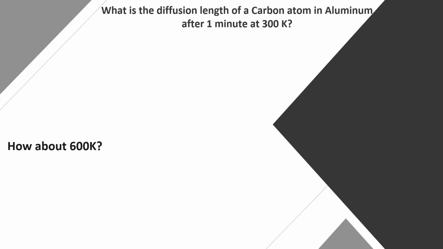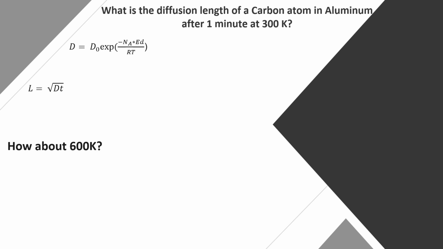First, we're going to look at the diffusion length of a carbon atom in aluminum after 1 minute at 300 degrees Kelvin. The formula for this is given as diffusion length equals the square root of the diffusion constant multiplied by time. Except we don't know the diffusion constant, so we can start by solving for that, which is given by the pre-exponential factor D0 multiplied by the exponential of negative activation energy divided by the ideal gas constant multiplied by temperature.